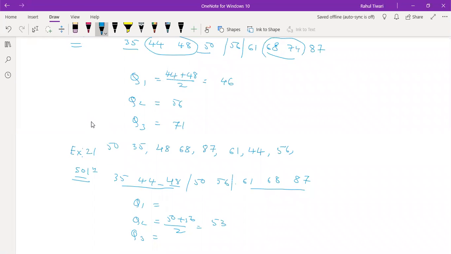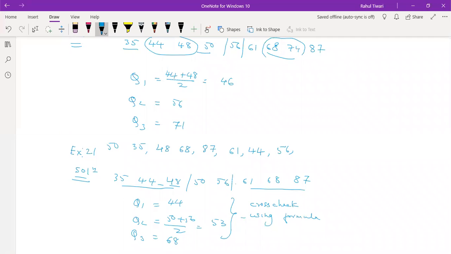ये मेरा डेटा हो गया. Q1 is 44. Check, no, check it once again. Middle value. तो यहाँ से डेटा डिवाइड किया तो मिडल क्या है 44. यहाँ से डेटा डिवाइड किया तो मिडल क्या है 68. Even if you solve using formula, please check it using formula. Cross check using formula.